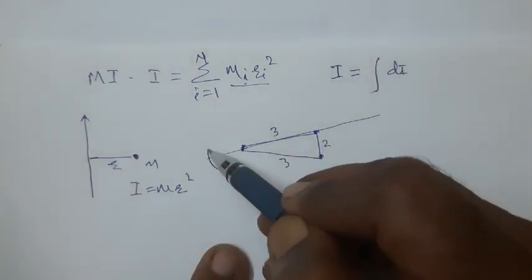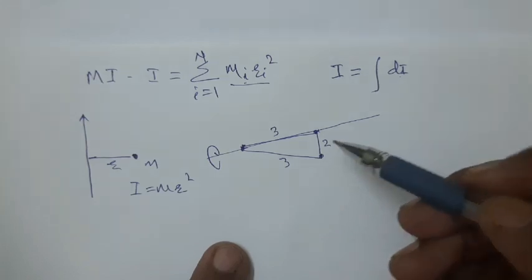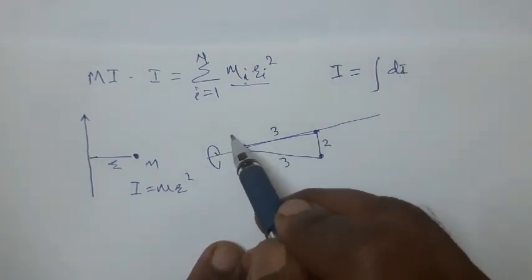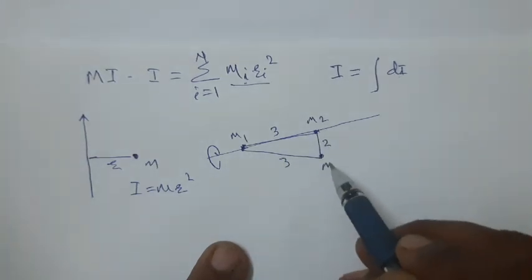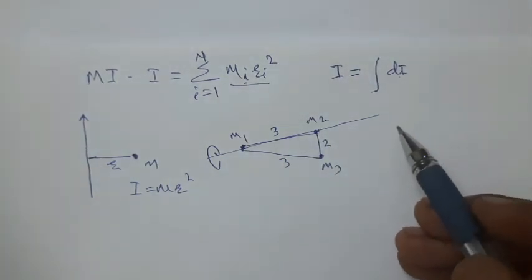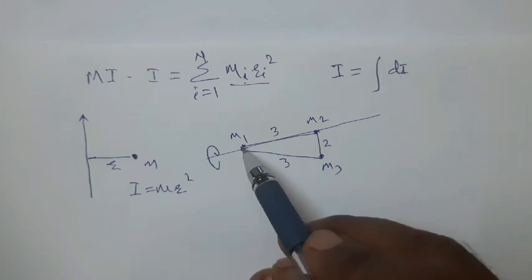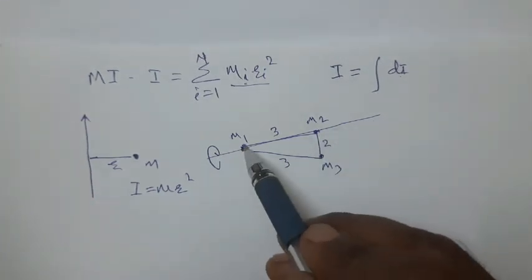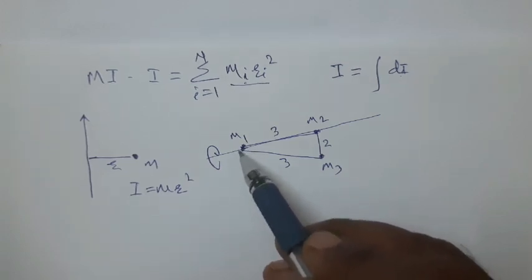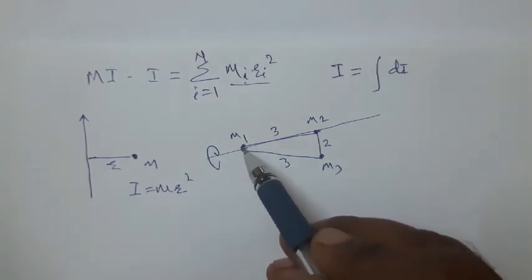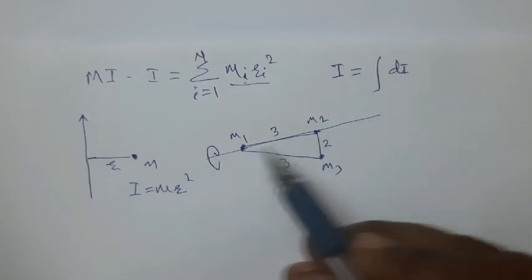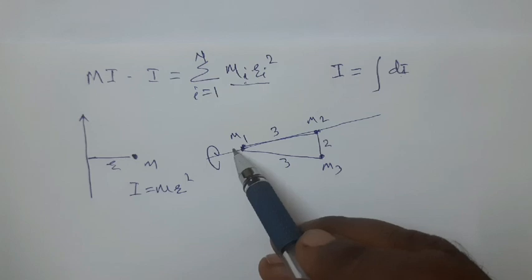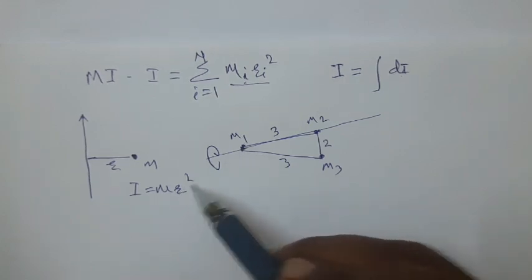Therefore, if I am interested in the moment of inertia of a system of these three particles about this particular axis, then I can say that if this is m1, this is m2, and this is m3, then actually there is no need to consider the moment of inertia of m1 and m2 about this axis. The reason is that for m1, the radius of the circle or the position vector, the distance from the axis, is 0, and therefore the moment of inertia of m1 about this axis is 0. It is m1 into r square, but r is 0.